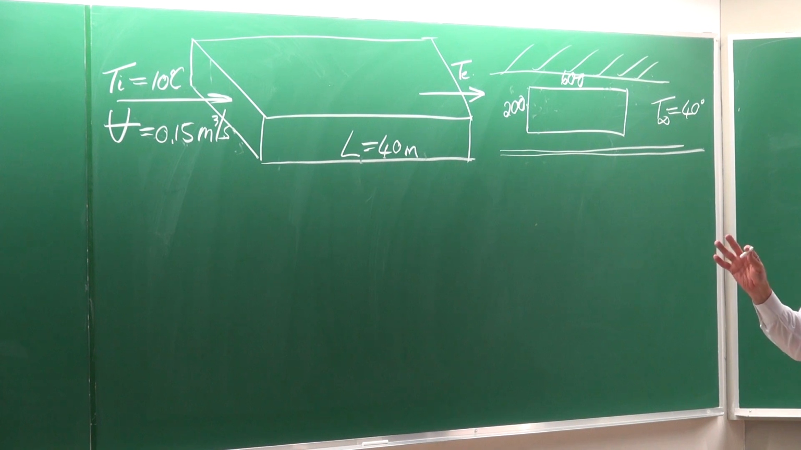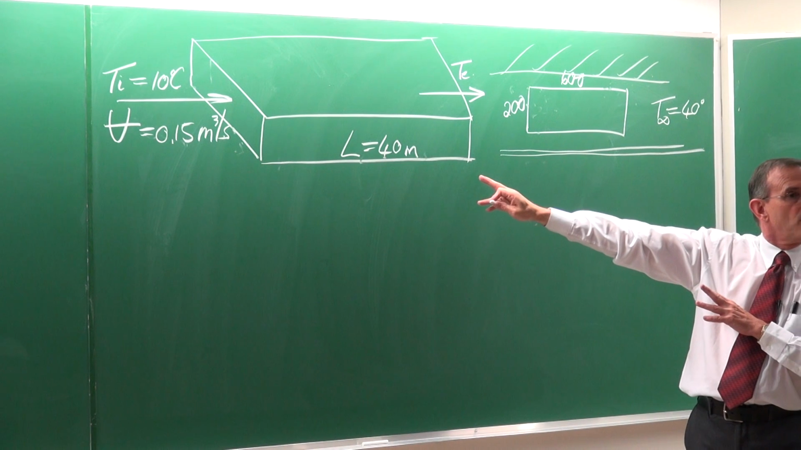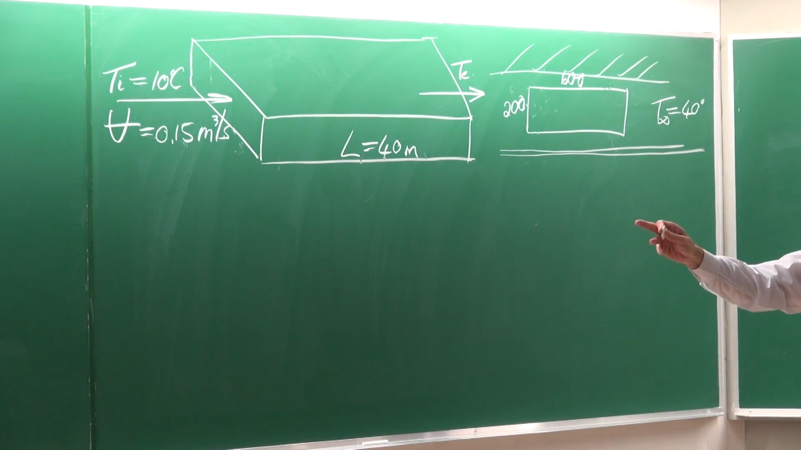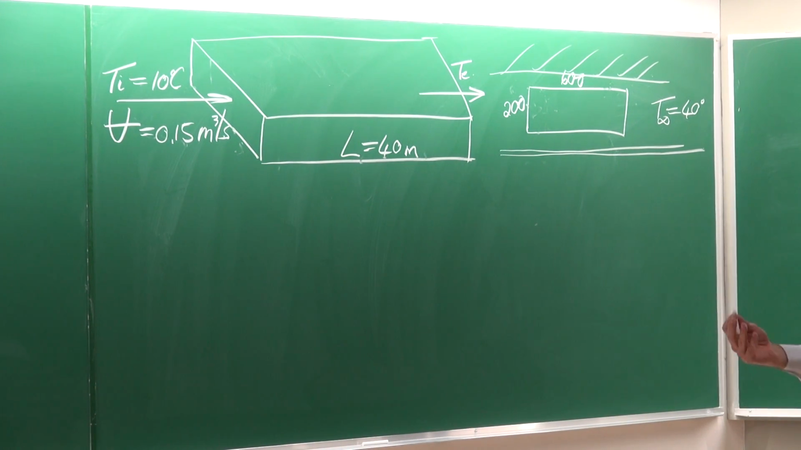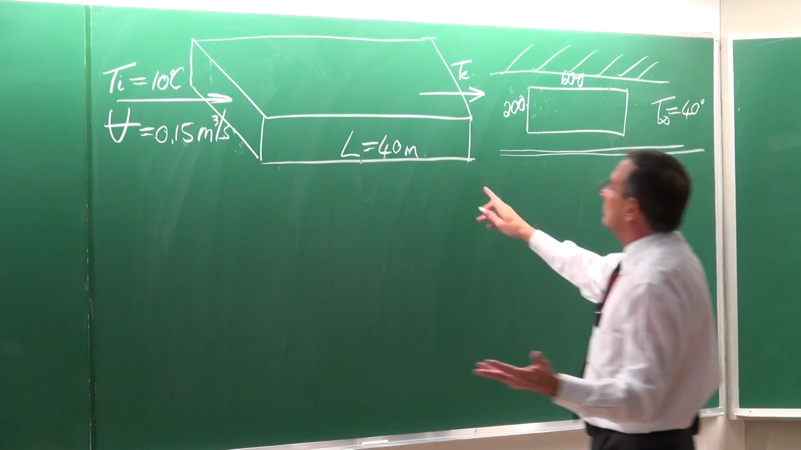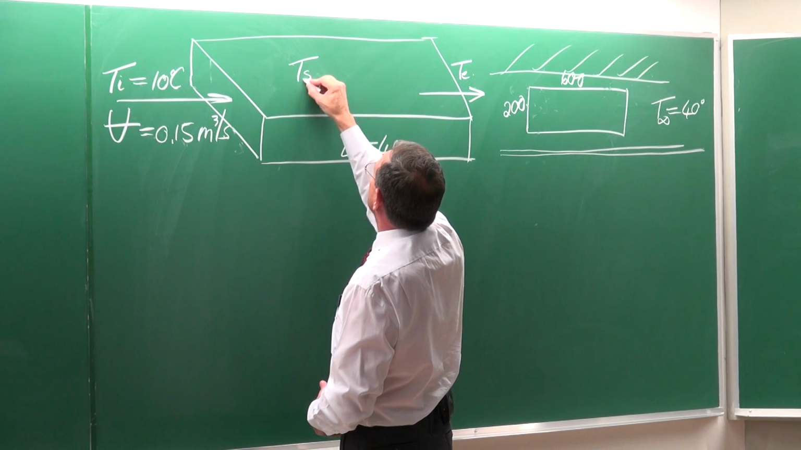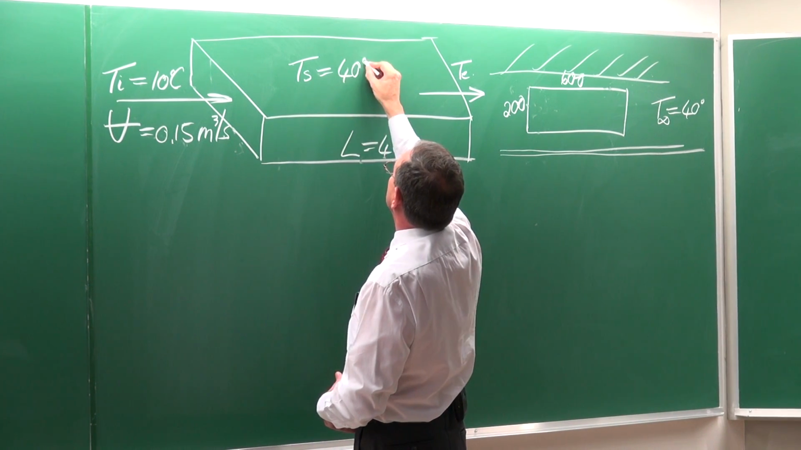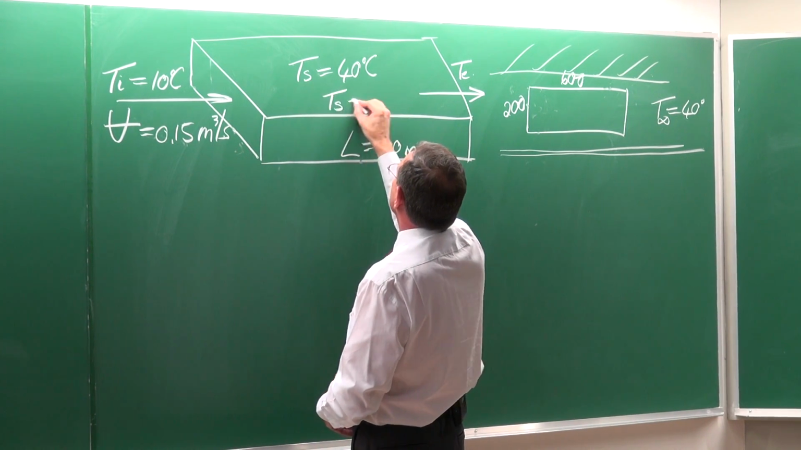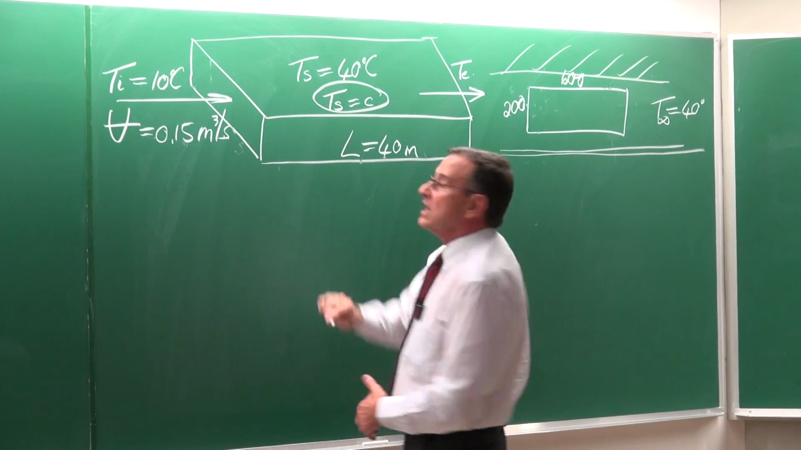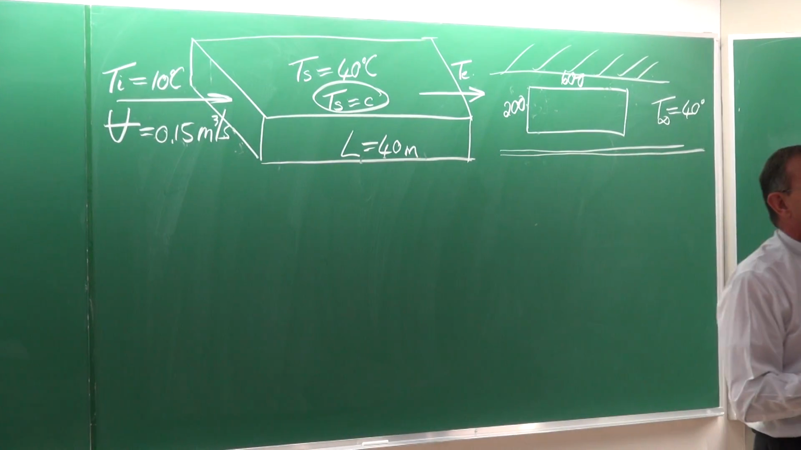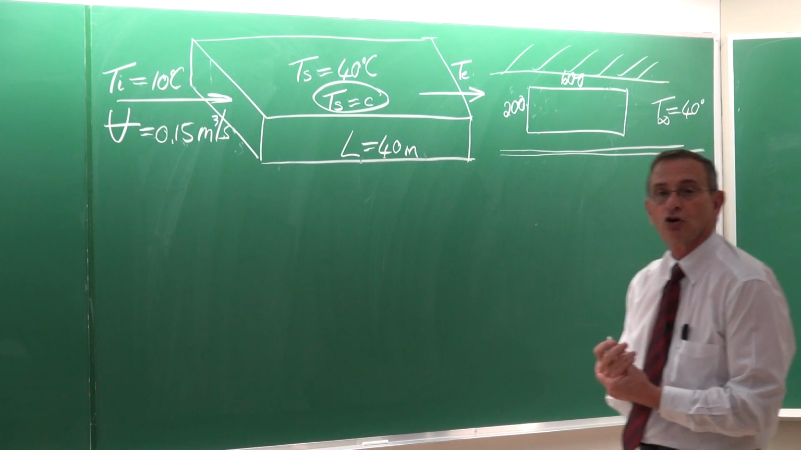Now, if that is the case, then it is a good assumption to look at this problem and say, what type of problem is it? Is it a constant heat flux, or is it a constant wall temperature? It's a constant wall temperature problem. So it means that the surface temperature is equal to 40 degrees Celsius, and it is a problem where the wall temperature is constant.